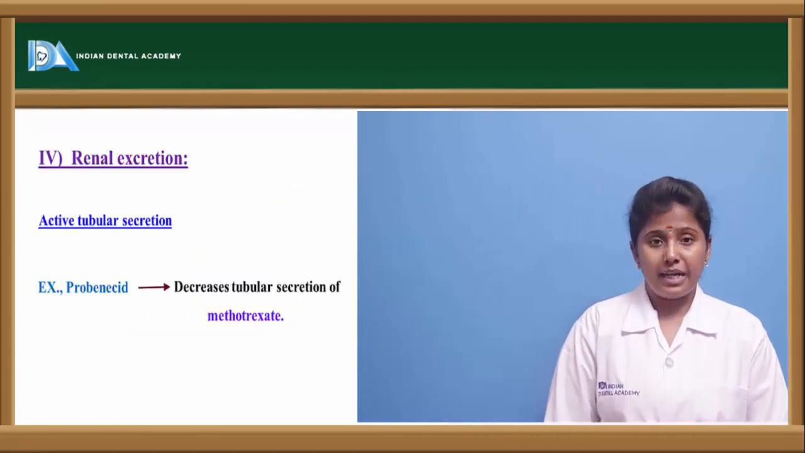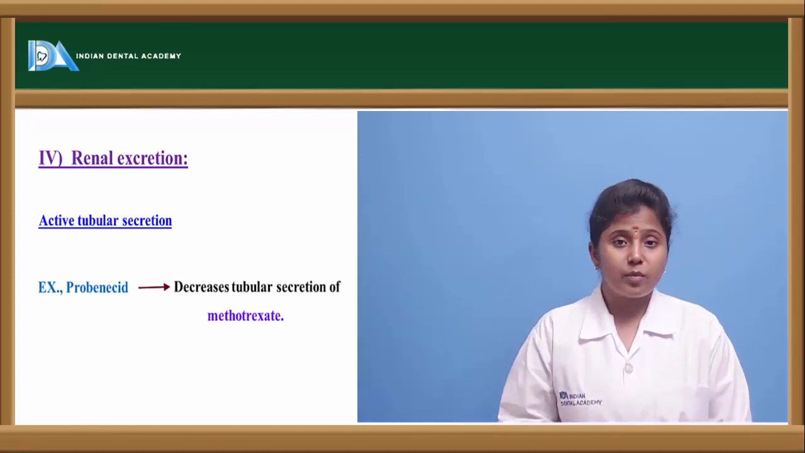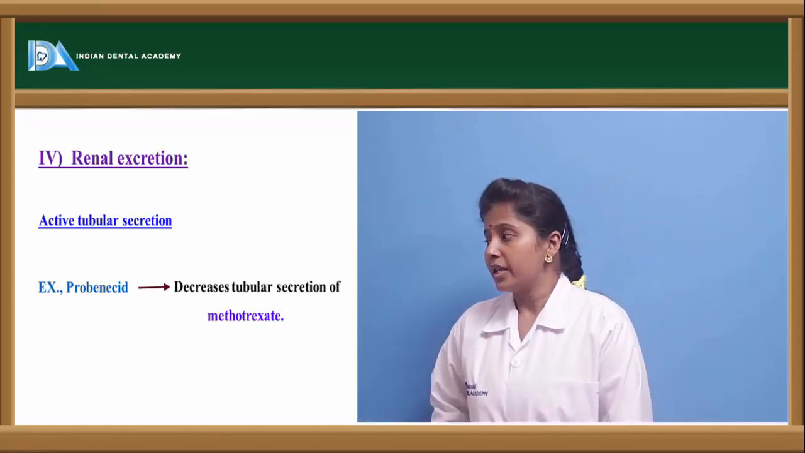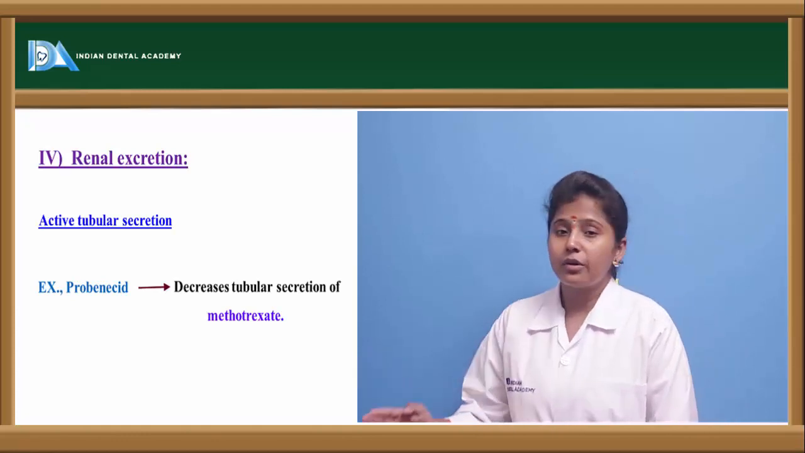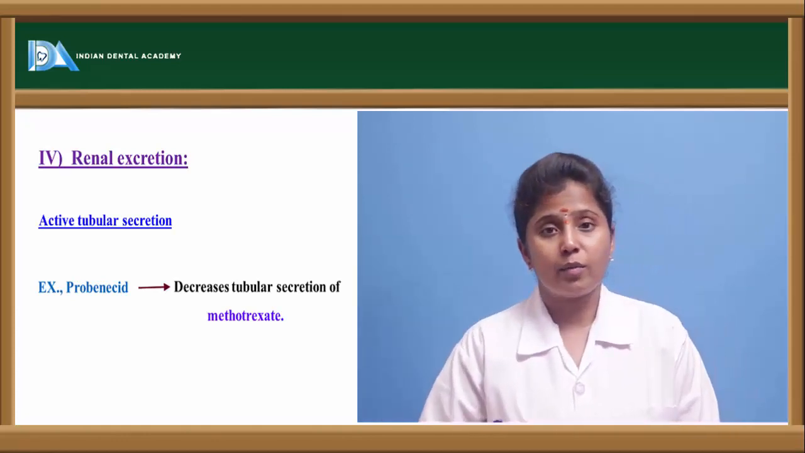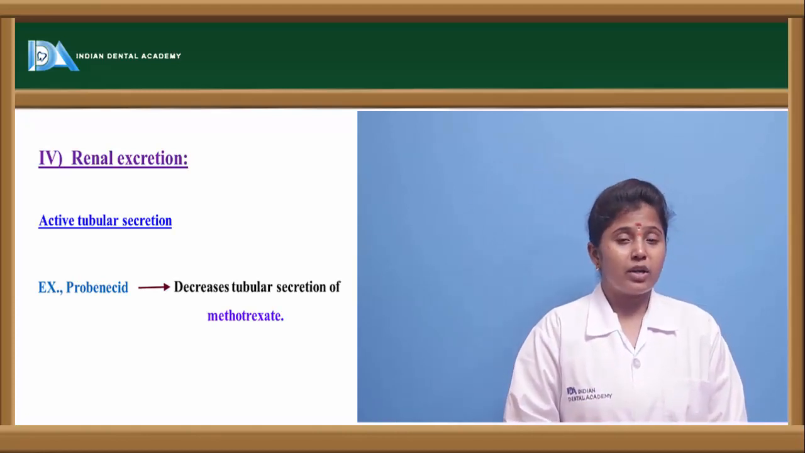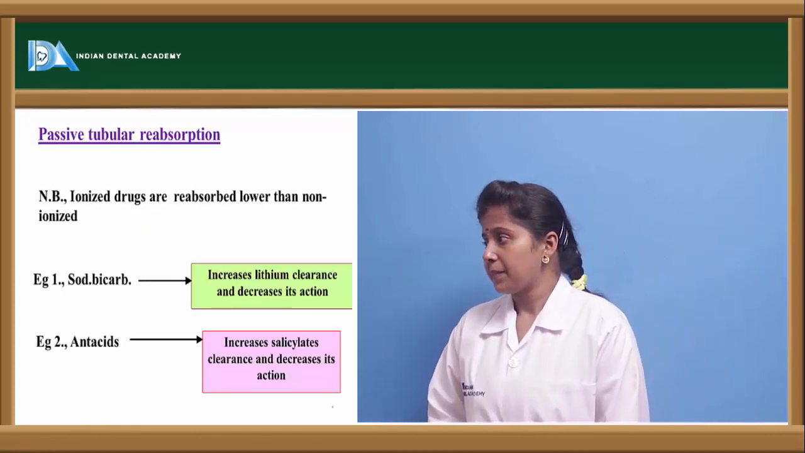The other one is renal excretion. A few drugs won't allow other drugs to get out of the body, so they won't allow the excretion of other drugs. For example, the drug probenecid won't allow the drug methotrexate to be excreted out of the body. If it is not getting eliminated, it remains in the body for a longer period of time, leading to toxicity of that drug.